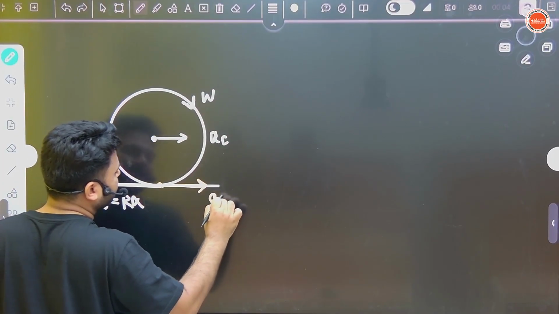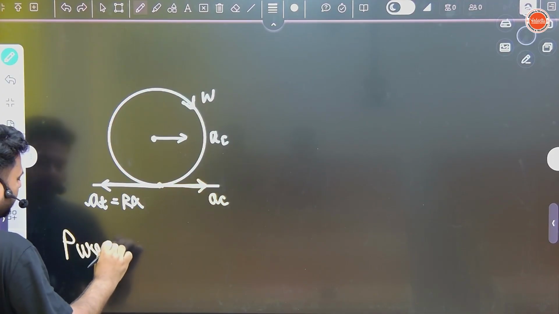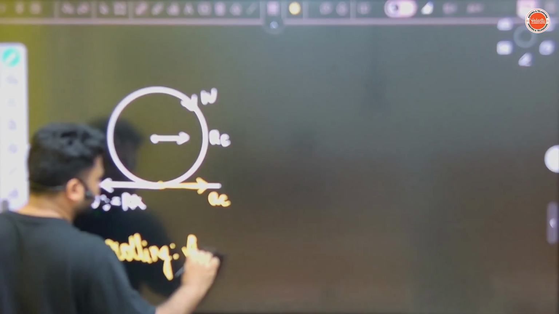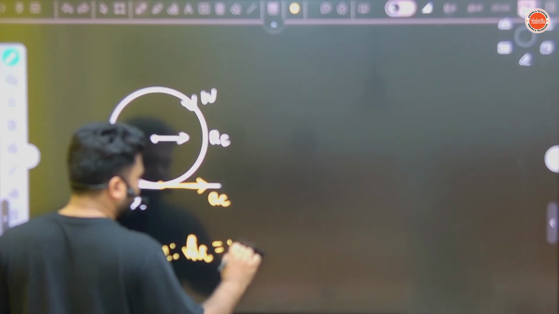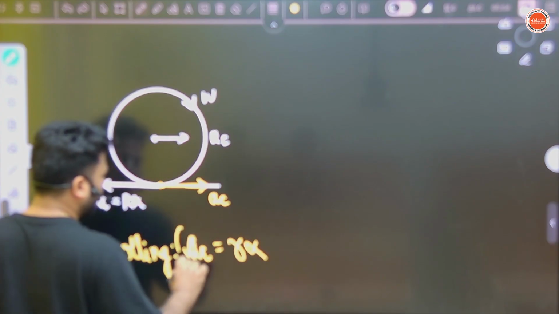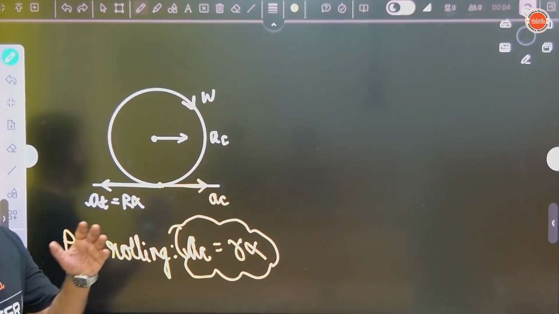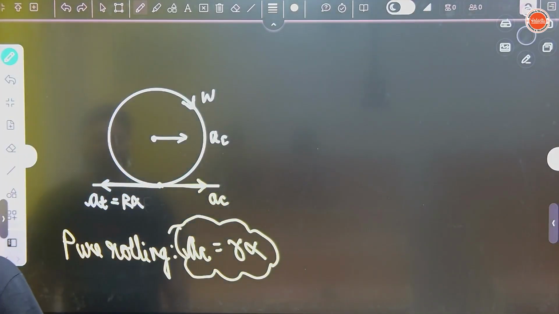Here we have acceleration of center of mass. If the object is in pure rolling, always remember that acceleration of center of mass equals r alpha. Pure rolling. Most of the time they will ask the pure rolling case. So acceleration of center of mass equals r alpha.